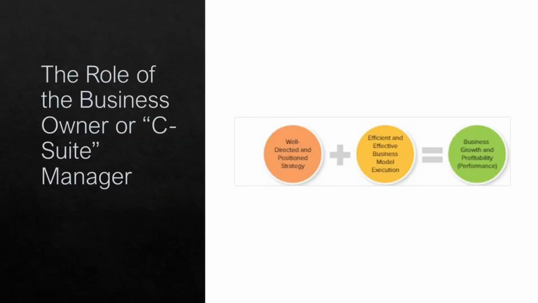And here comes the role of the executive managers, or the general manager, or the chief executive officer. Two things they do that lead to the business growth and profitability. The first one is the well-directed and positioned strategy. The second one is efficient and effective business model execution. So when they have the right strategy and the right execution, the result is growth.